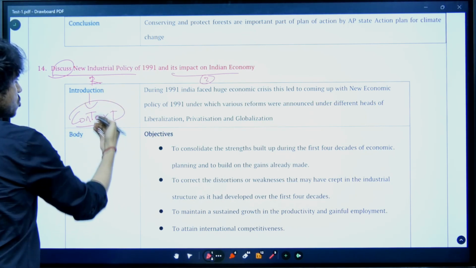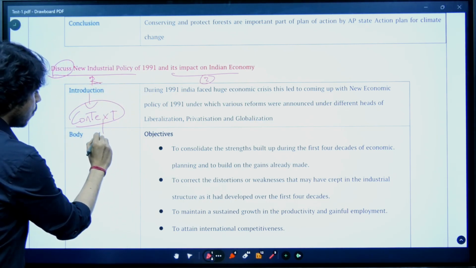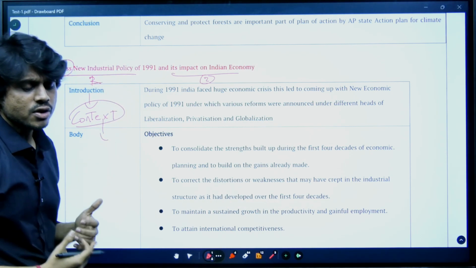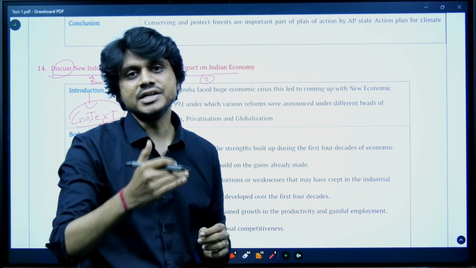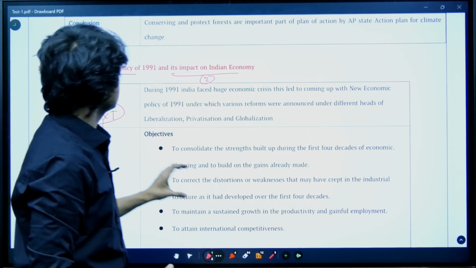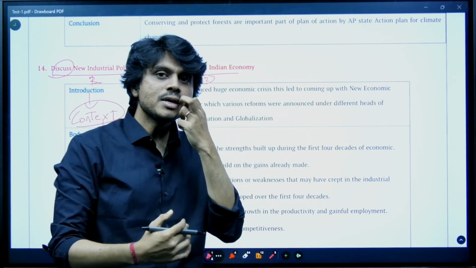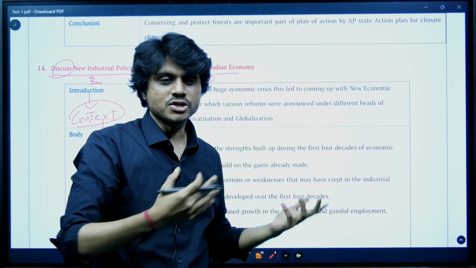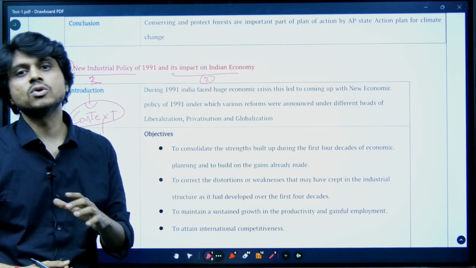Why has this topic come, why are we going to discuss this question? In the body we are actually discussing the new industrial policy, but before getting into it, you should set the tone of the question. You should set the context, how this industrial policy started. If you simply define what industrial policy is, or state its objectives, that might be fine, but it is not actually setting the tone or the context of the question.